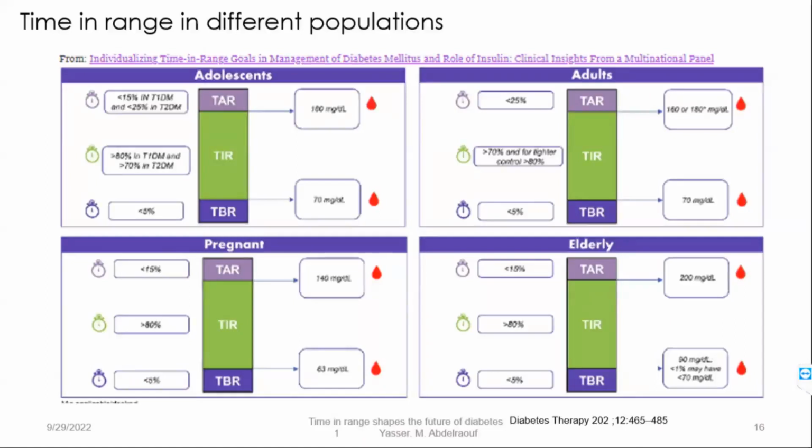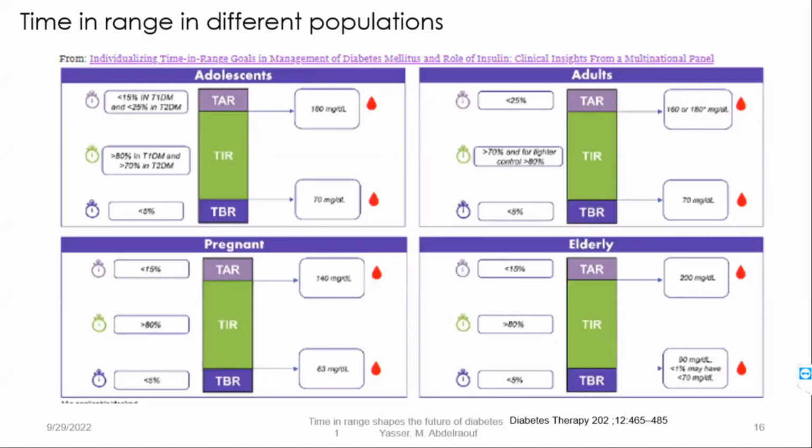In type 1 diabetes and type 2 diabetes in adolescents, the target is from 70 to 180, and the patient must be in target 80% of time in type 1 diabetes, 70% or more in type 2 diabetes. And in adults, the target or the time range is from 70 to 160 or 180. If the patient is going to be in the time range from 70 to 160, it should be in this time range for 70% or above. If it is relaxed from 70 to 180, you should be in this time range for 80% of the time.